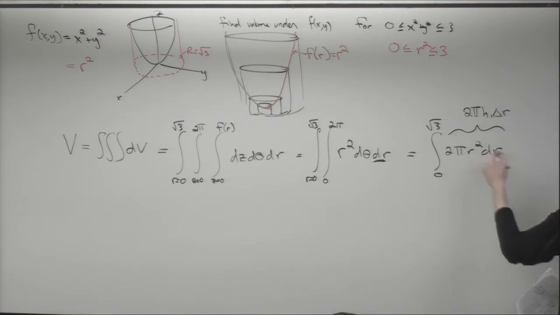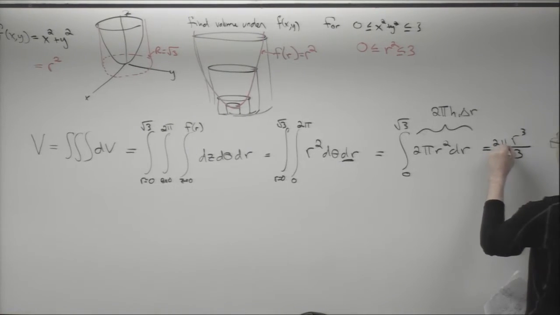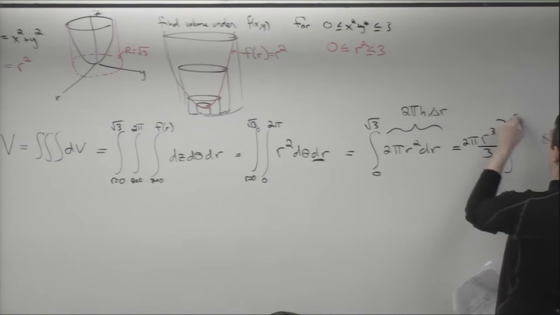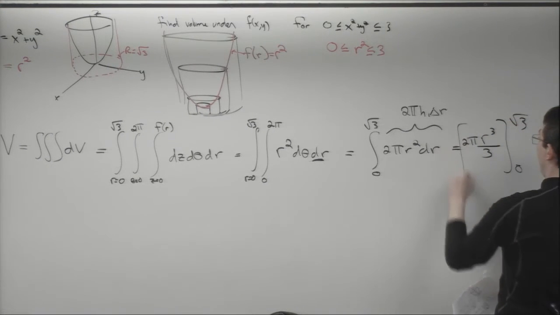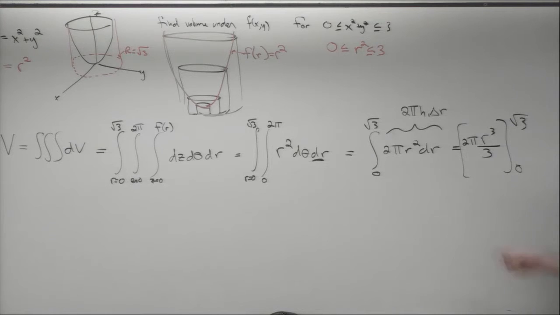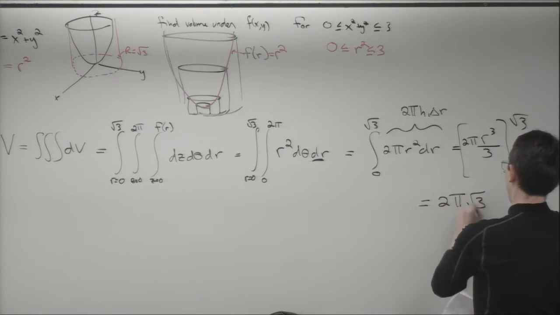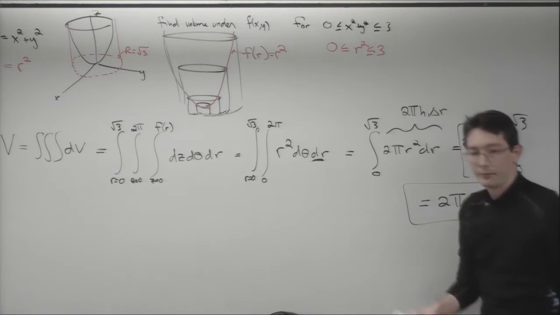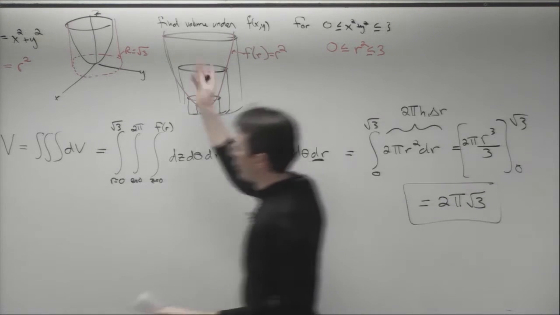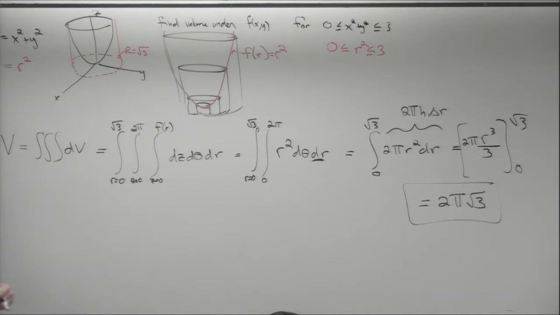And so finally, I can integrate this with respect to r, and I get r cubed over 3 times 2 pi, evaluated at root 3 and 0. This is pretty straightforward. Root 3 to the third power is 3 root 3, and I'm dividing by 3, so I get 2 pi root 3. So that's the volume of this weird paraboloid-looking thing.